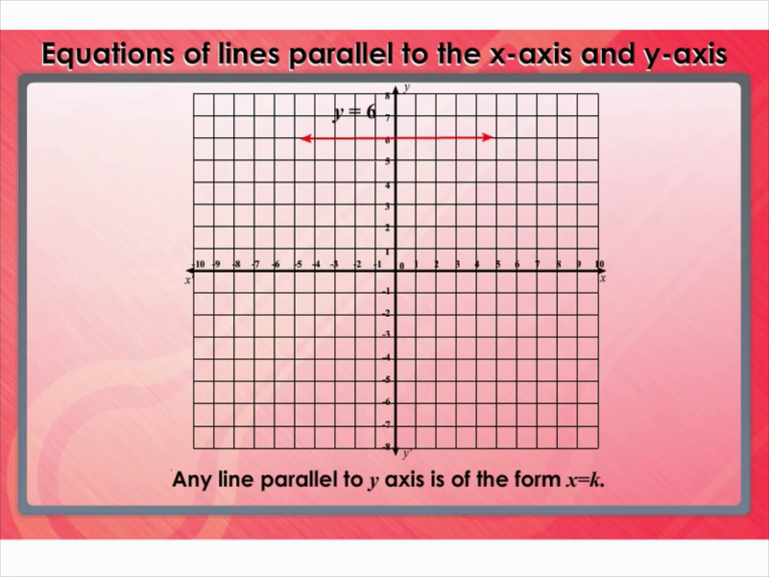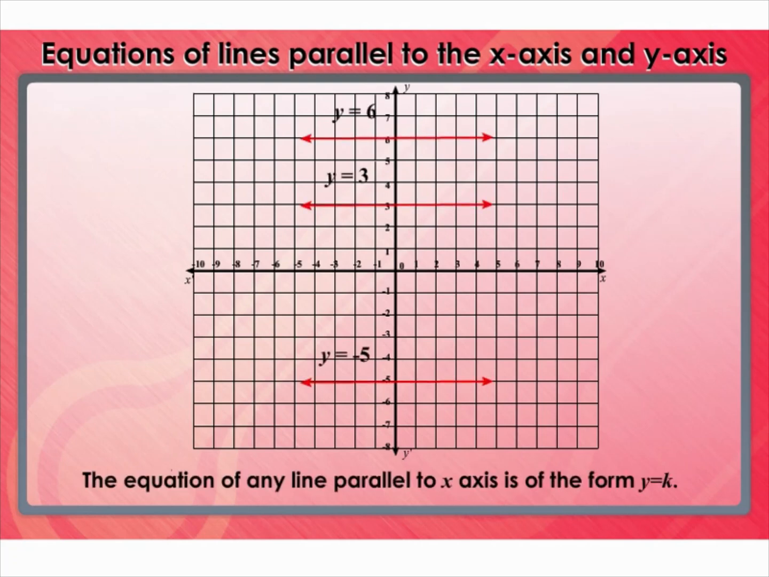Similarly, can we draw a line parallel to the x-axis? The equation of any line parallel to the x-axis is of the form y equals k. If we plot the equation y equals 0, we get a line that coincides with the x-axis. Therefore, we can say y equals 0 is the equation of the x-axis.